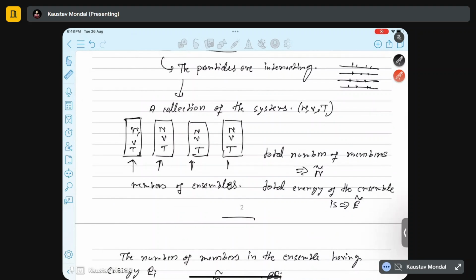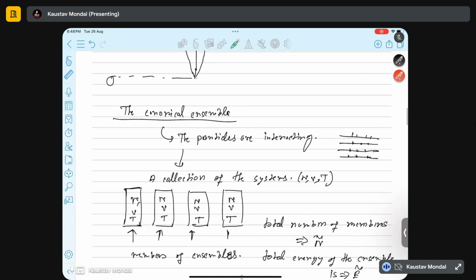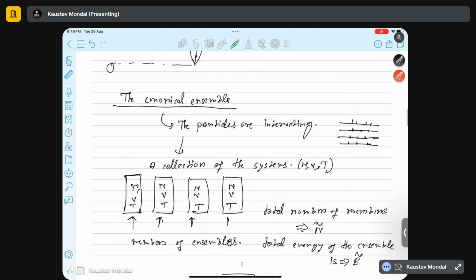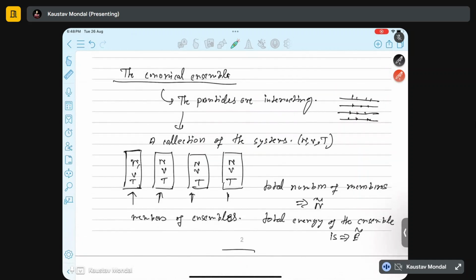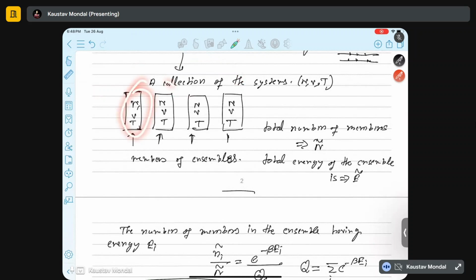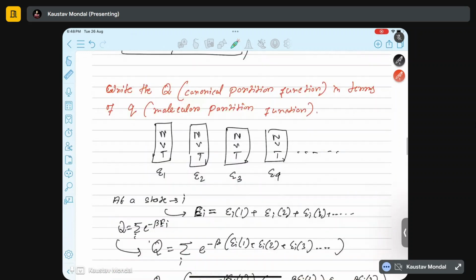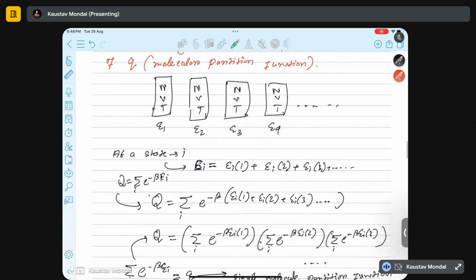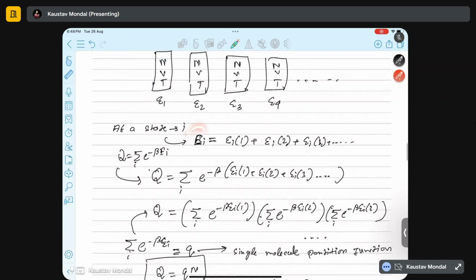So we have continued our discussion from the canonical ensemble, which is a collection of systems which are in thermal equilibrium with each other. From there, we are considering that each of these members of this ensemble has a different energy state E1, E2, E3. We consider that at a particular state Ei, the energy of the state would be the summation of the energy of each molecule in the system, right?